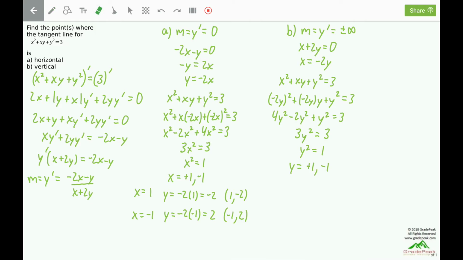We need to find the corresponding x coordinates to each of these. We're under the condition that x is negative 2y. So we're going to take each of the y's one at a time and find the corresponding x. So x, if y is a 1, will be negative 2 times 1, which is a negative 2. So we have an x coordinate of negative 2 and a y coordinate of positive 1. We also have the y coordinate of a negative 1, so the x coordinate will be negative 2 times negative 1, which comes out to positive 2. So we have an x coordinate of positive 2 and a y coordinate of negative 1. And there's the 2 points where the tangent line will be vertical.